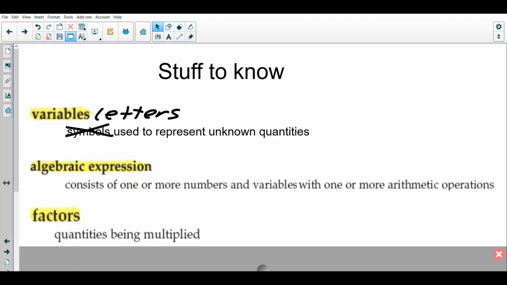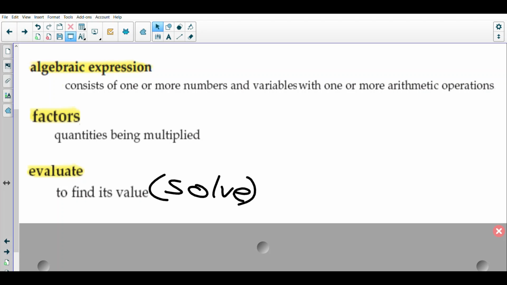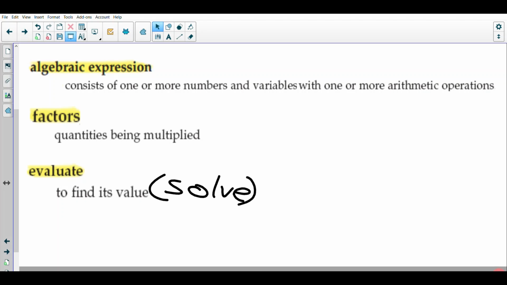Factors are quantities being multiplied. So 3 times 2, those are both factors. Evaluate just means to find its value or solve. So when you hear the word evaluate, you think of solve.